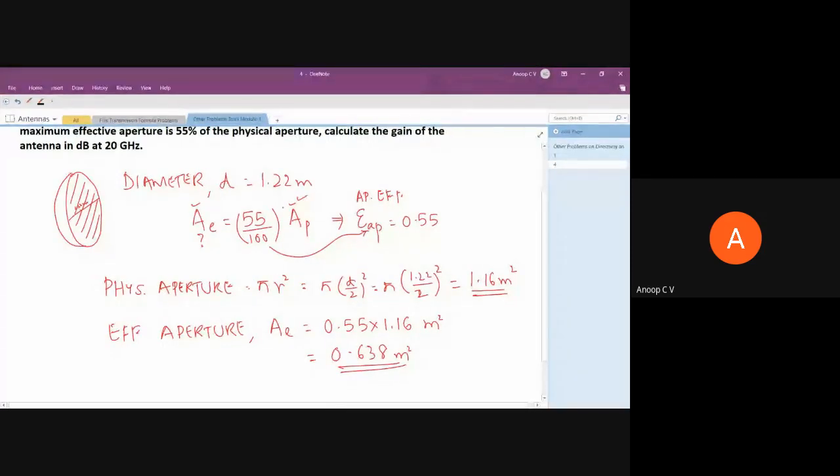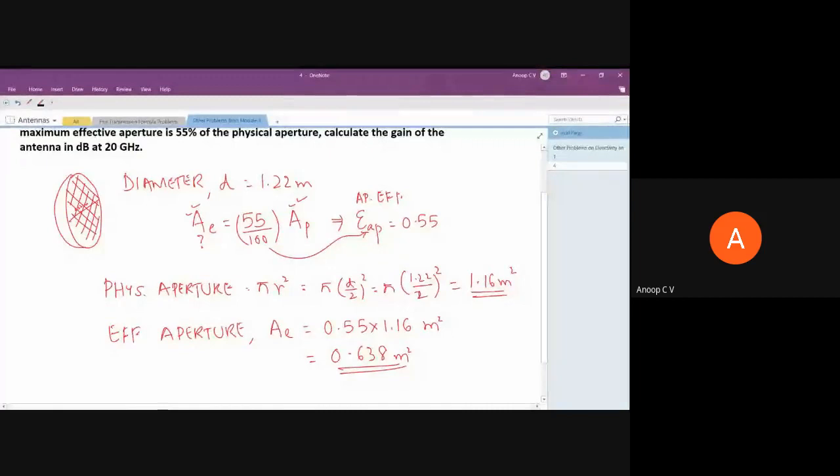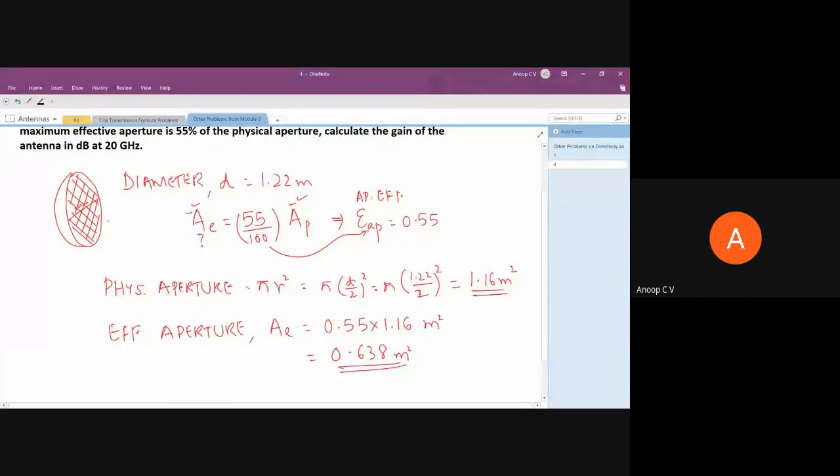What is the physical aperture and what is the effective aperture? The physical aperture is nothing but the actual area of this antenna. It's a parabolic dish with circular cross section, so this area will be pi r square. That is the actual area. Given diameter is 1.22, so the actual area is 1.16 meter square. That is already given.